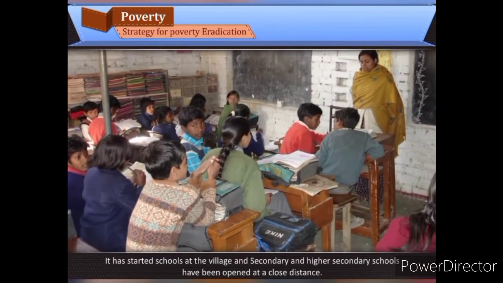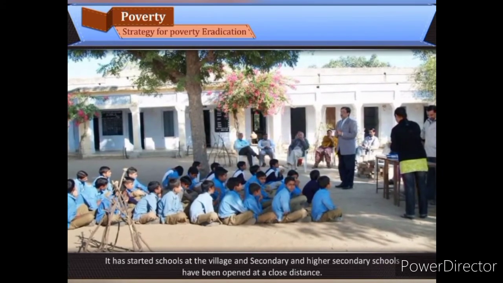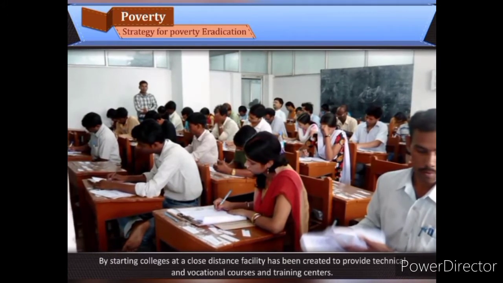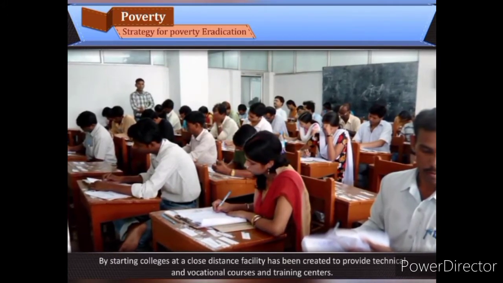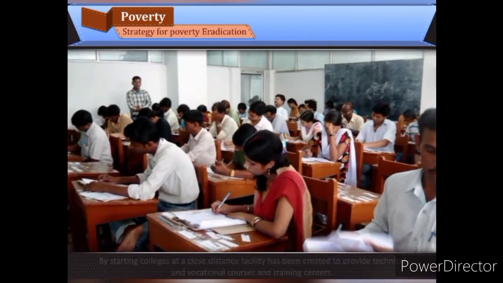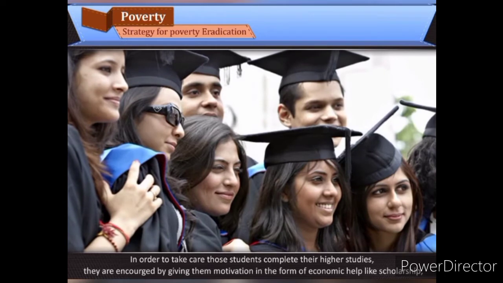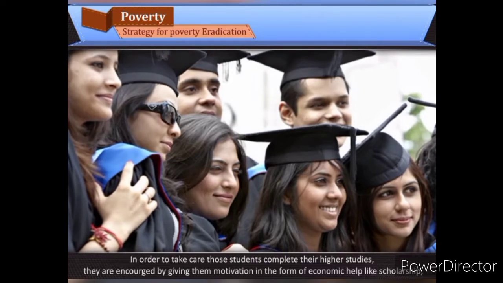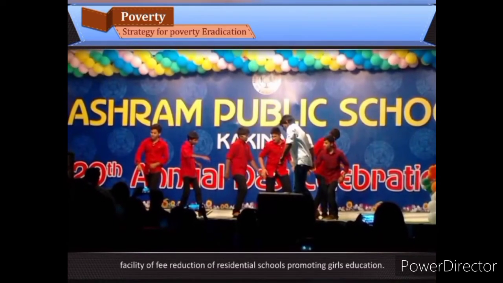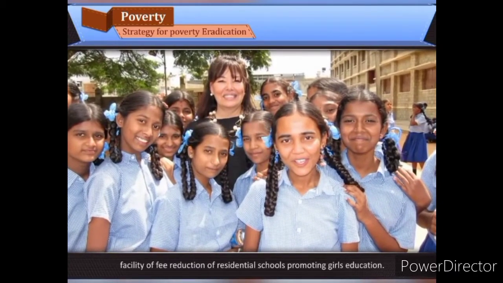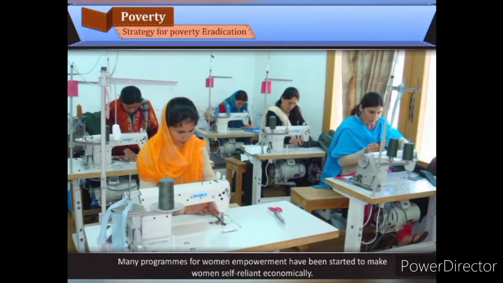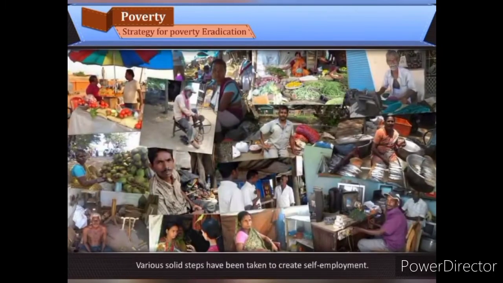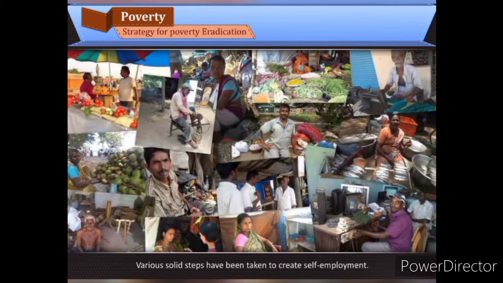It has started schools in the village, and secondary and higher secondary schools have been opened at a close distance. By starting colleges at a close distance, facilities have been created to provide technical and vocational courses and training centers. In order to ensure that students complete their higher studies, they are encouraged by giving them motivation in the form of economic help, like scholarships, facility of fee reduction, and residential schools promoting girls' education. Many programs for women empowerment have been started to make women economically self-reliant. Various solid steps have been taken to create self-employment.